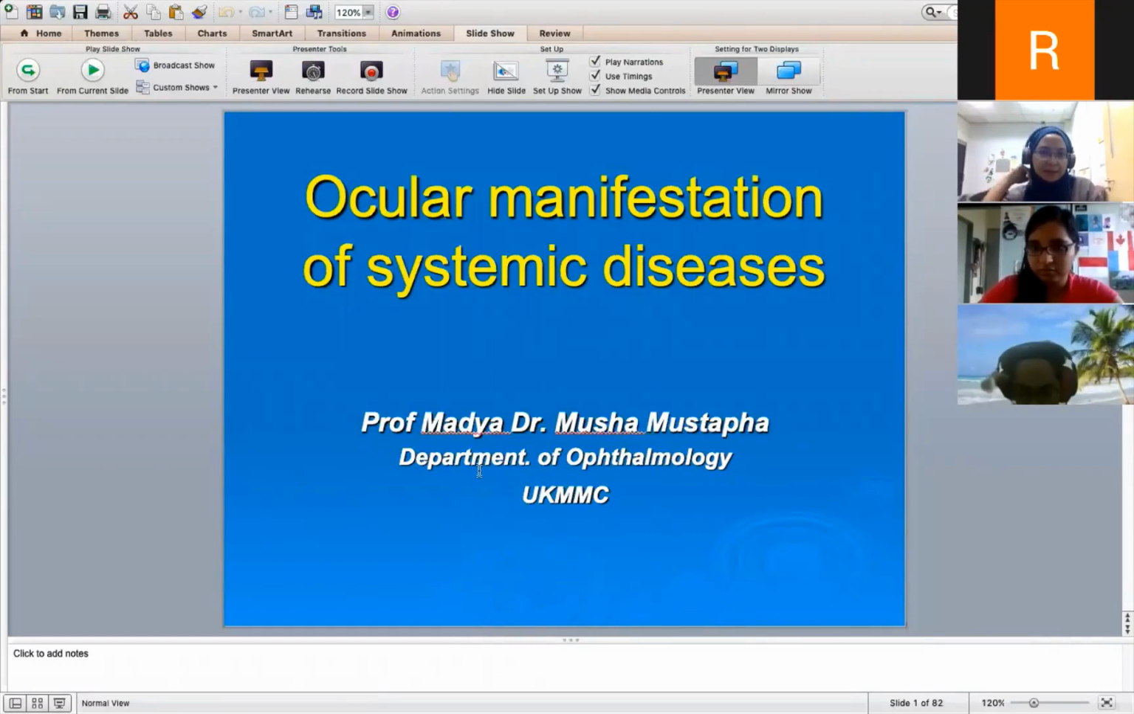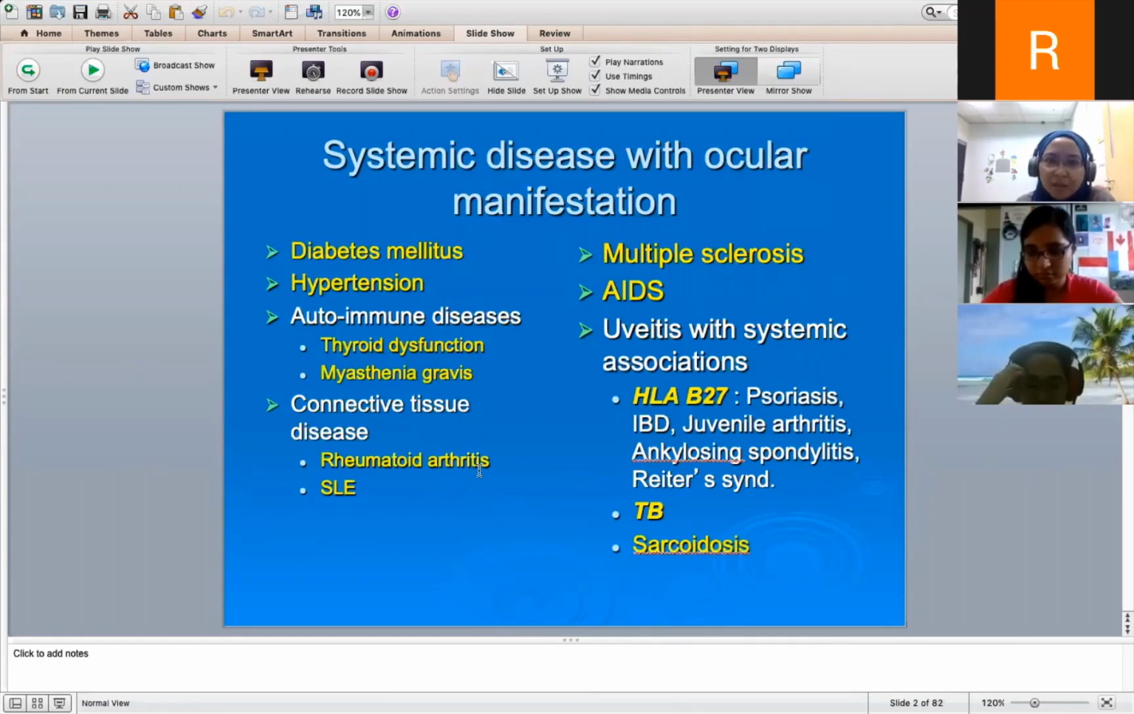Now we are going to talk about the ocular manifestation of systemic diseases. What it means is basically you have an underlying medical problem, but then you can see some symptoms and signs in the eye. Now, there are a lot of systemic diseases that can manifest in the eye, but the one you have to concentrate on, at least at your level, is diabetes mellitus. That one you already have a lecture on, right?